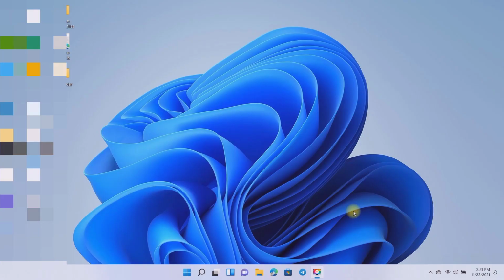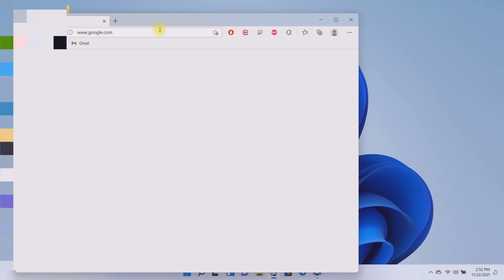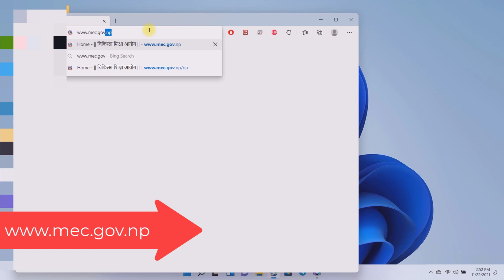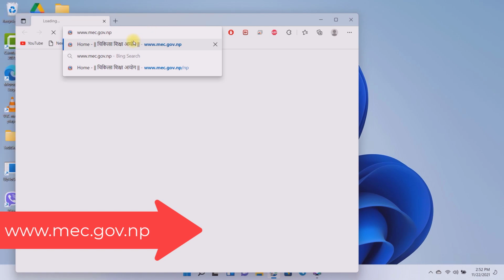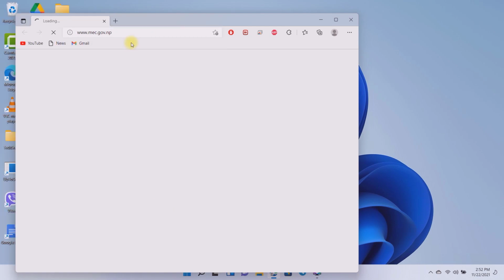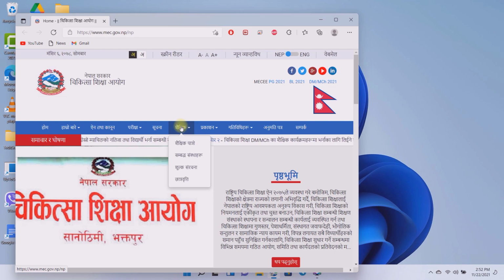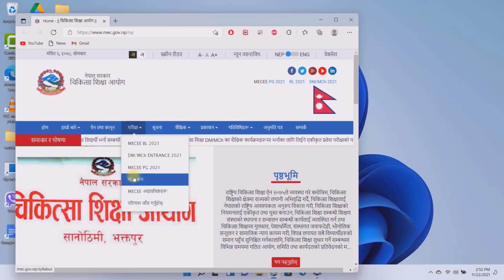So I'm gonna share my desktop screen with you all, and I'm gonna open my Microsoft Edge right here. And now we go to the site www.mec.gov.np. Okay, so it has already appeared here. Don't mind my laptop, it's a bit slow and the internet connection too. So we go on the search part. It's not here. Pariksha. Okay, I found it. Let me maximize the screen now.